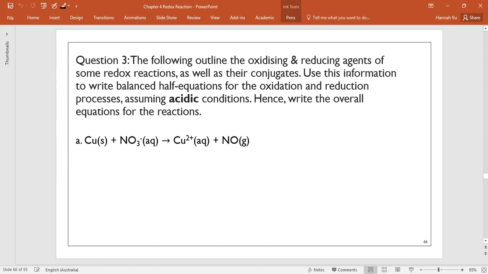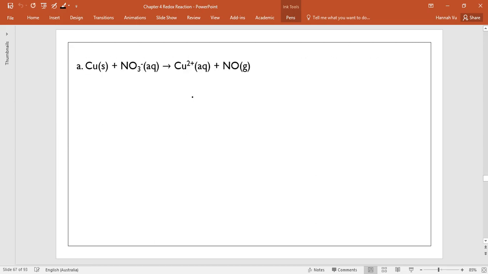So you need to use this information to write balanced half equations for the oxidation and reduction processes, assuming acidic condition. And you then have to use that information to write the overall equation. Okay, the condition is acidic, which means that I can use COHES. I'm just going to start with part A. So I'm going to find the oxidation numbers of everything first, so I can work out which one undergoes oxidation and which one undergoes reduction.